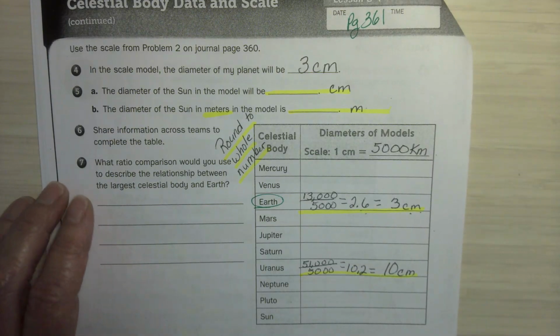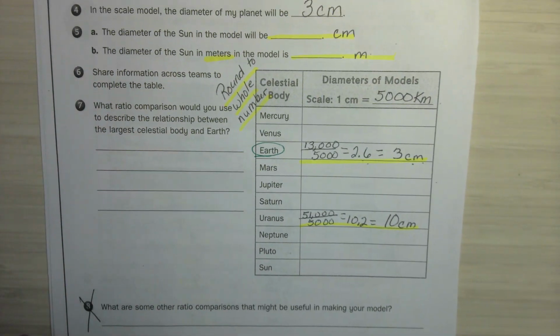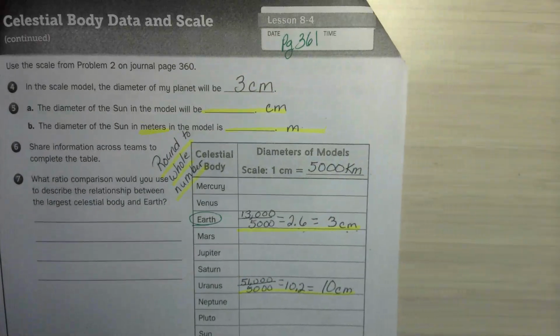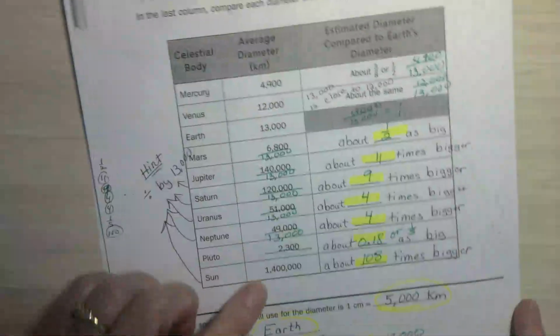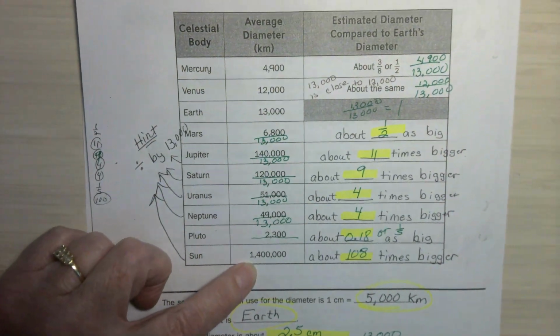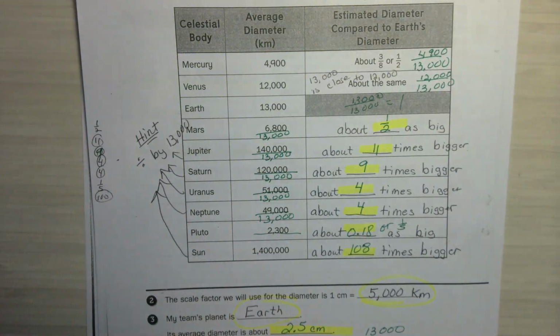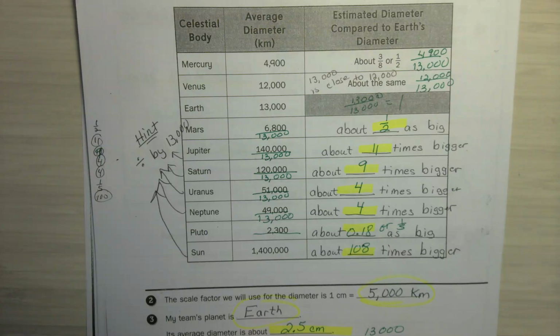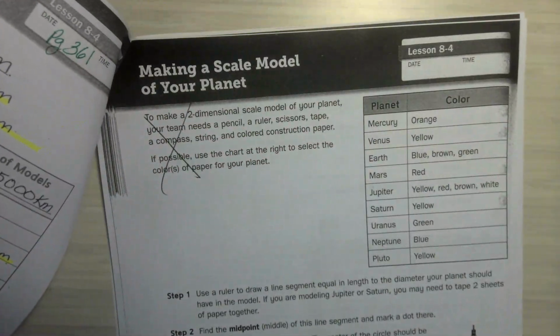Now, the sun. All right, we have to go back and see what was the scale of the sun and divide it by 5,000. So the sun is right here. You're going to put in your calculator 1,400,000, and you're going to divide it by 5,000.